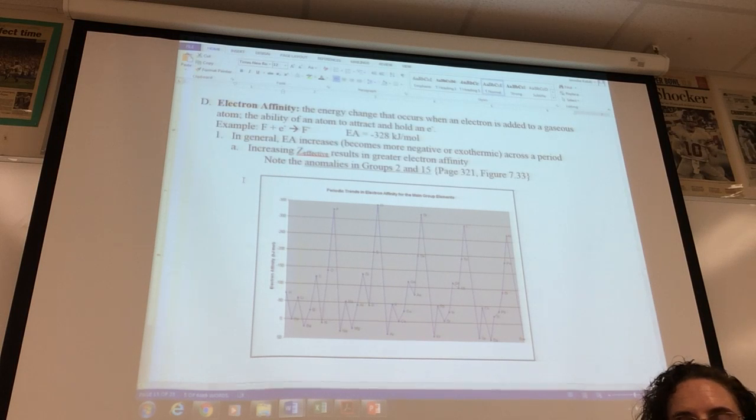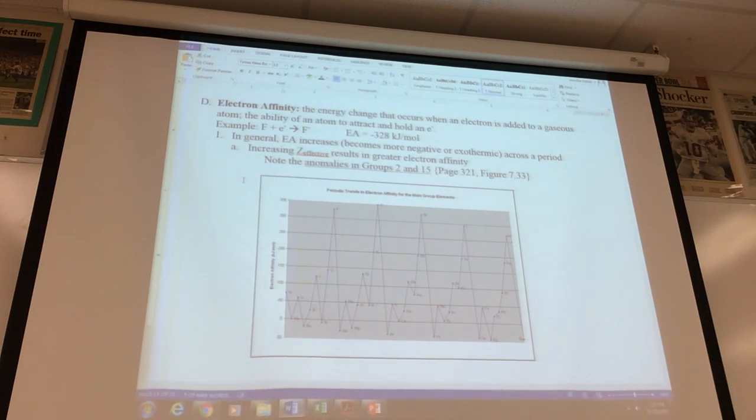All right, in regard to the trends we want to examine, we looked at the radius. We know as you go across the periodic table, the atomic radius decreases because of the increase in the effective nuclear charge. So the radius gets smaller. We know as you go down a group, the radius increases because electrons are in higher principal energy levels, farther from the nucleus, with more electron shielding.